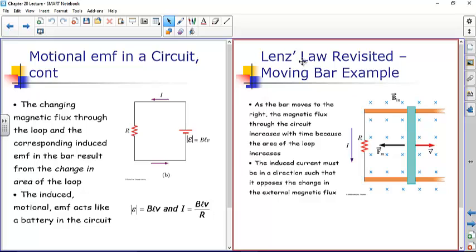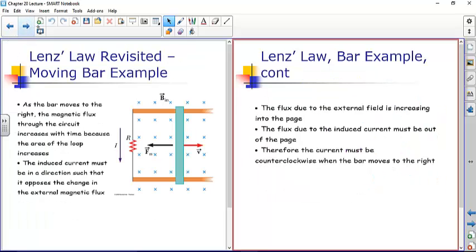Now here's an explanation of Lenz's law to explain the direction of the current as well. As the bar moves to the right, the magnetic flux through the circuit increases because the area is increasing. So here's the area. As we move this to the right, this area increases. The induced current must be in a direction such that it opposes the change in the external magnetic flux. So if you're increasing the flux by increasing the area, you have to decrease the flux by decreasing the magnetic field. And you can do that by having current flow in this counterclockwise direction. We'll talk about it in the lab.